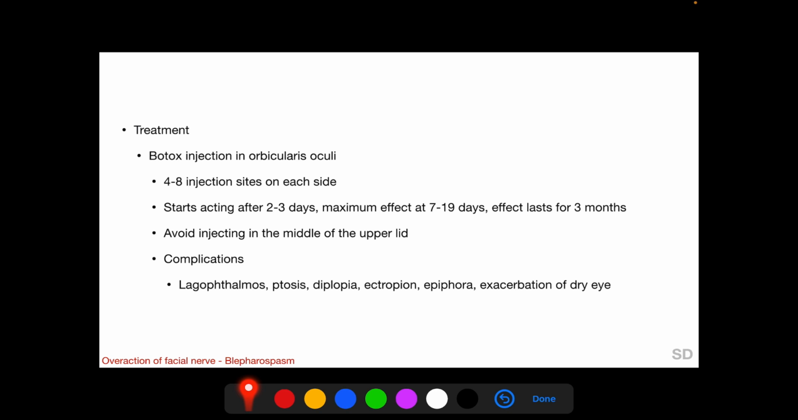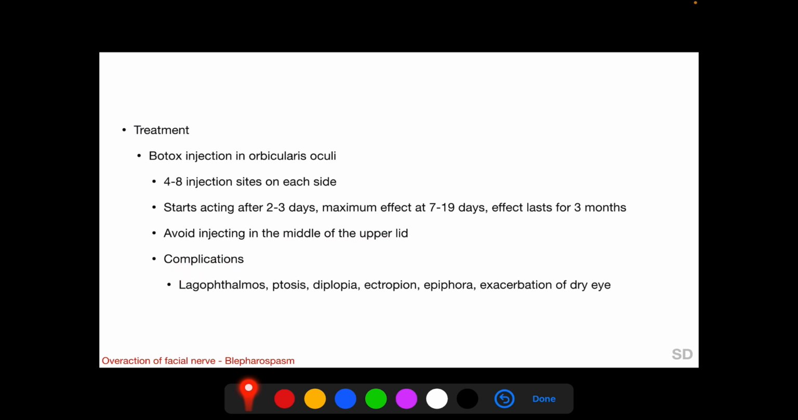When benign essential blepharospasm interferes with quality of life, then it must be treated, and the treatment of choice is Botox injection in orbicularis oculi. On each side, botulinum toxin is injected at 4 to 8 sites, and it starts acting after 2 to 3 days. The maximum effect occurs between 1 to 3 weeks, and the effect lasts for 3 months and thus needs to be repeated. One must avoid injecting in the middle of the upper lid to decrease the risk of lagophthalmos.